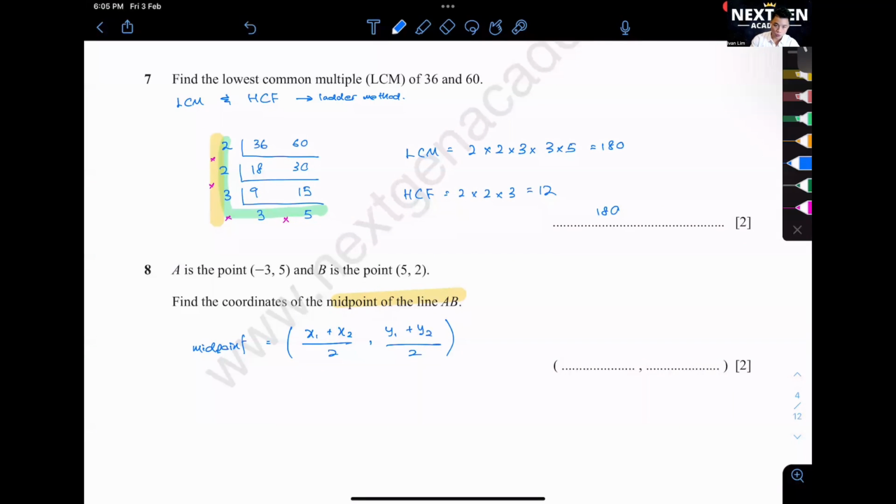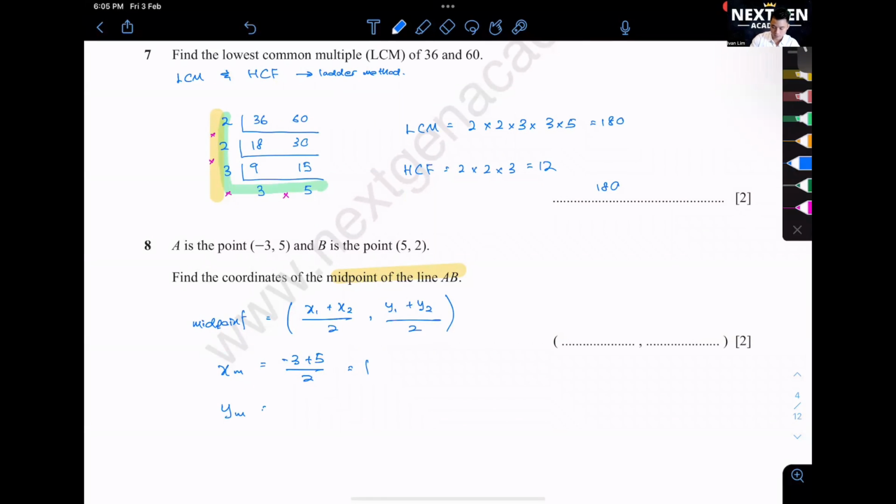I like to not do everything in one. So if you like to do it like this also, I'll write it like this. XM, then I put -3 plus 5 over 2 equals 1. YM, M is midpoint, 5 plus 2 over 2, then equals 3.5. So your answer will be 3.5.